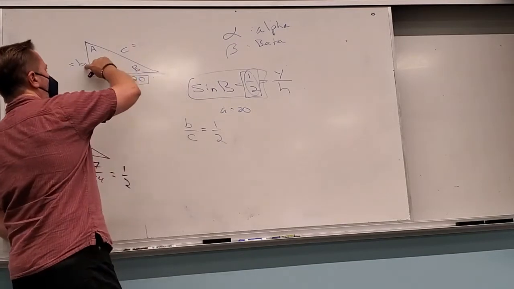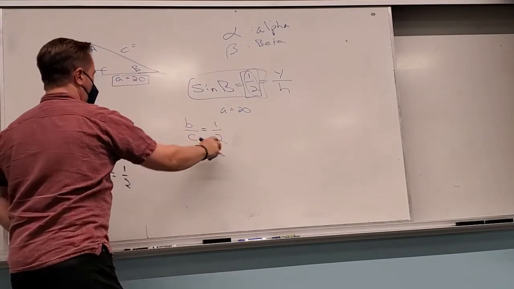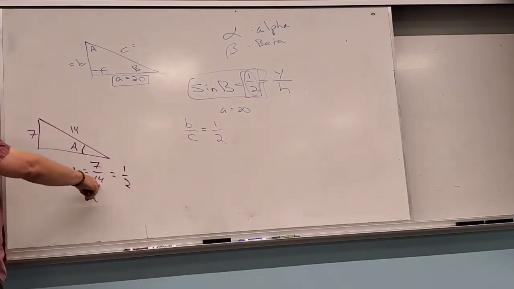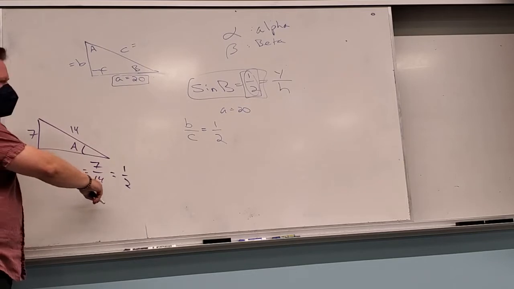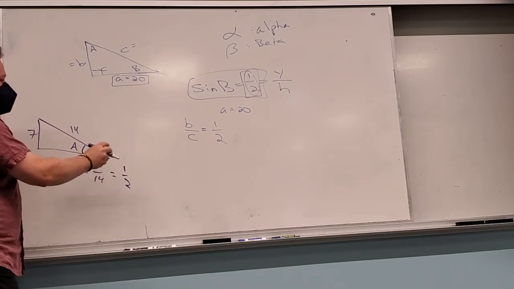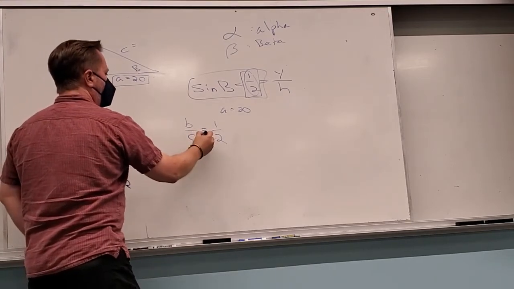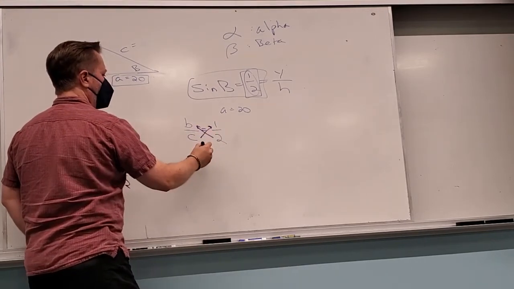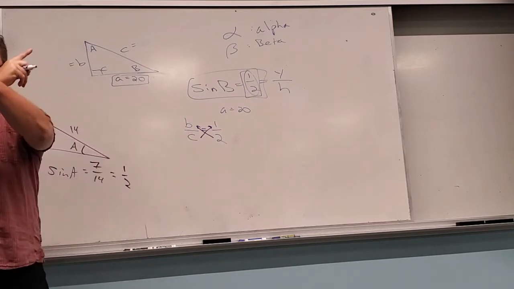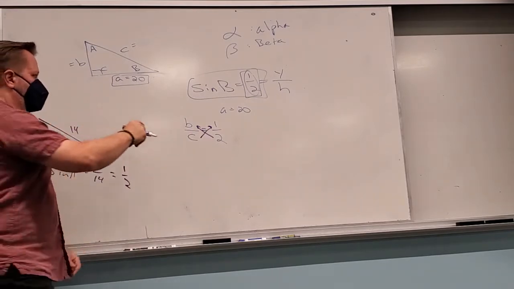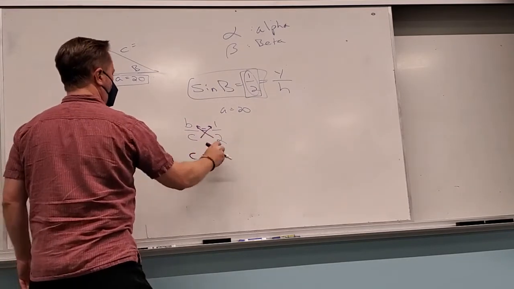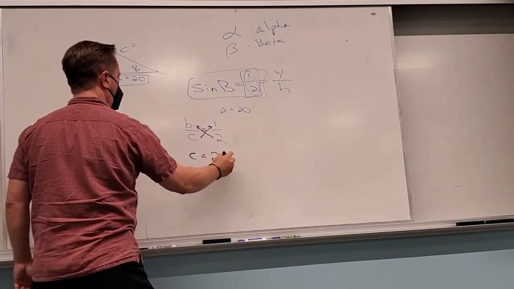So whatever b over c is, it reduces. So it could be 7 over 14. Right? So if they reduce to be 1/2, can you tell me how they relate to each other? Isn't c equal to twice b?